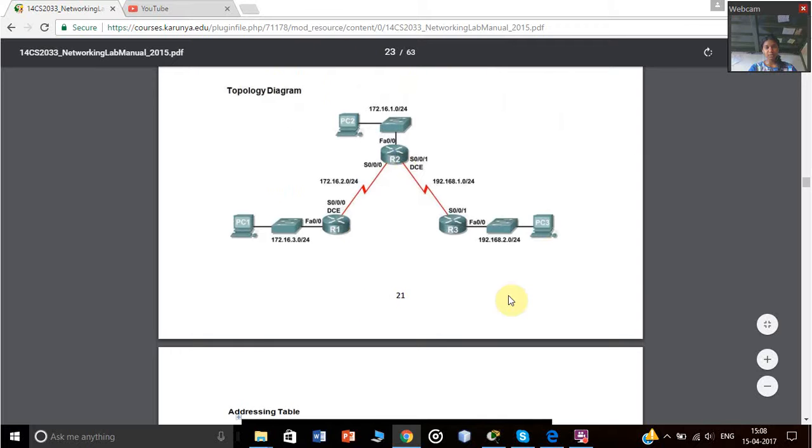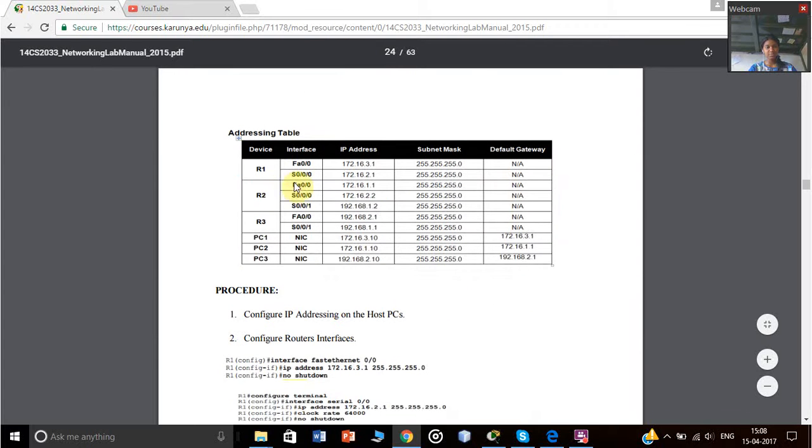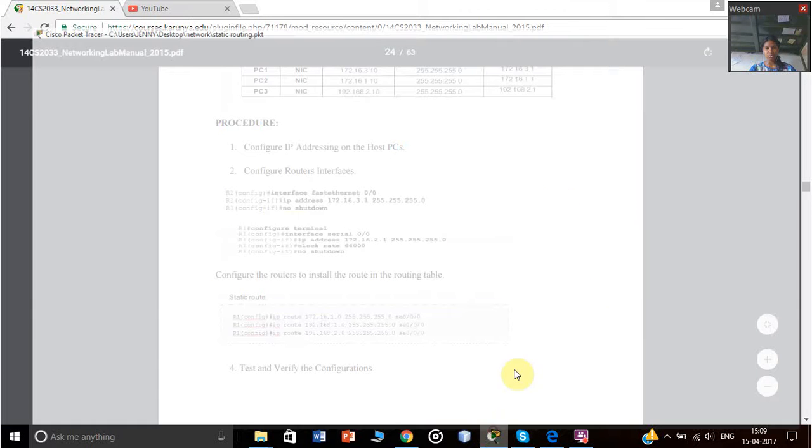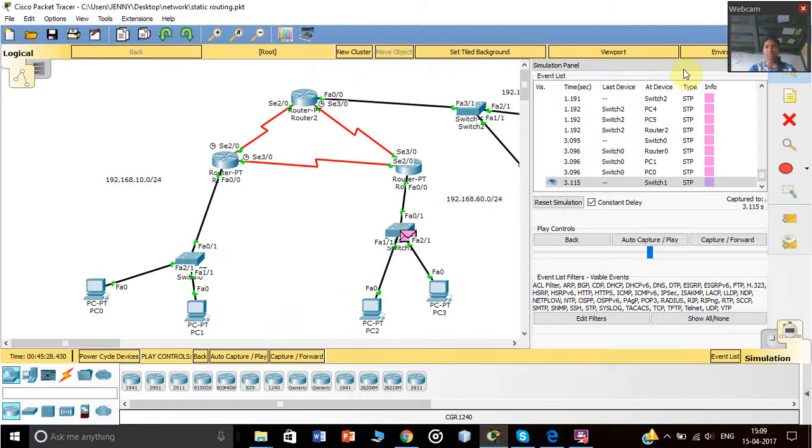The topology is given over here. The addressing table is for the routers, what addresses they need to have, the subnet mask and the default gateway that they need to have. And the procedure is to first configure the IP address on the host PCs. I'll show the topology. Here the topology is given.